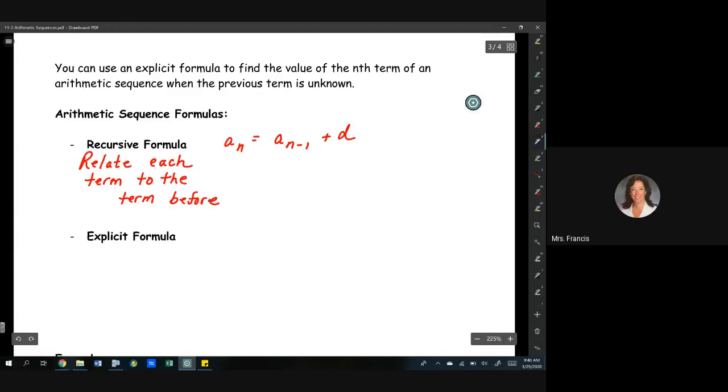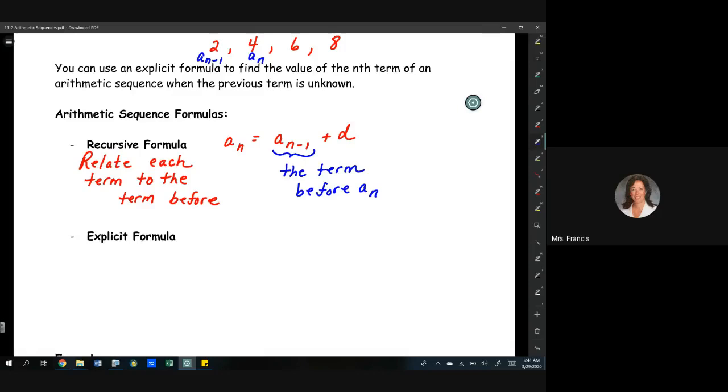All right, so a sub n minus 1 means the term before a sub n. What do I mean by that? You're probably thinking. Let's do our example here. If a sub n is 8, a sub n minus 1 is 6. If a sub n is 4, a sub n minus 1 is 2. So a sub n minus 1 just means the term before a sub n.